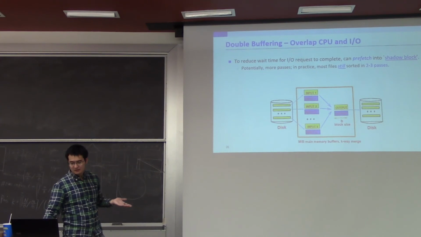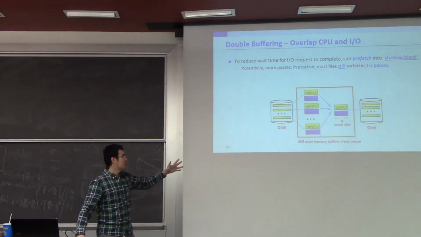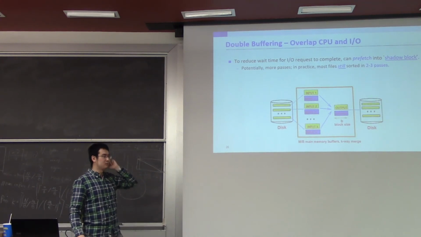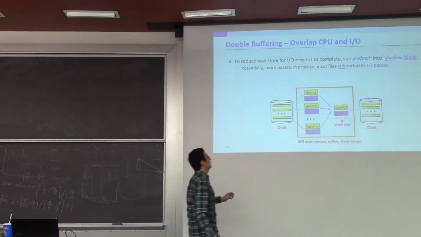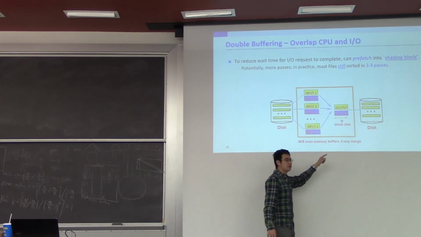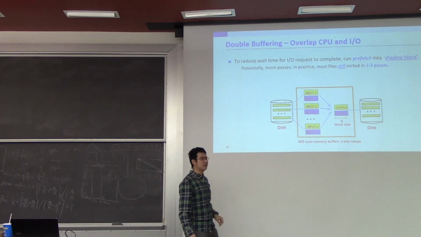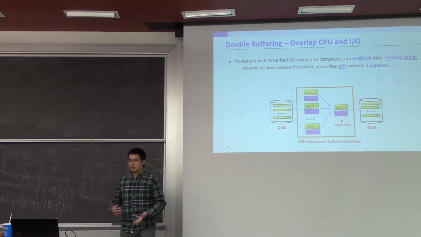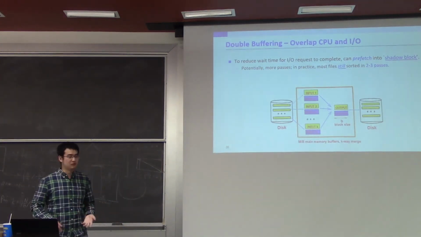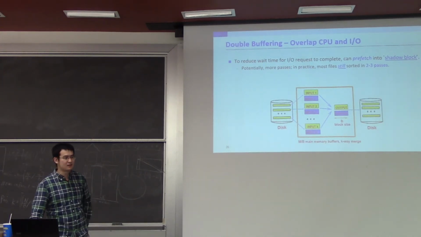So that's what double buffering does. We also need a double buffer for output, because once we fill up the output page here, we need to dump it to the disk. We also want to do that in the background. So you also need a second page to produce more outputs, so that the writing process doesn't block other operations. Okay. So this is double buffering.